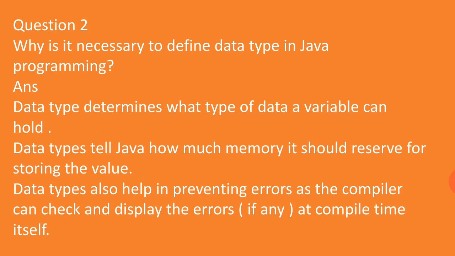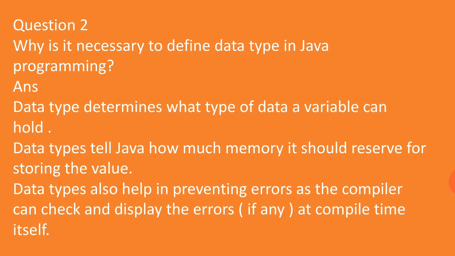Question number 2: why is it necessary to define data types in Java programming? Closer to the previous answer, first, data type determines what type of data a variable can hold. Second, data types tell Java how much memory it should reserve for storing the value. Because it is a very important thing that whenever we declare a variable or a constant, depending upon the type, it is determined how much memory this particular variable or constant is going to occupy.